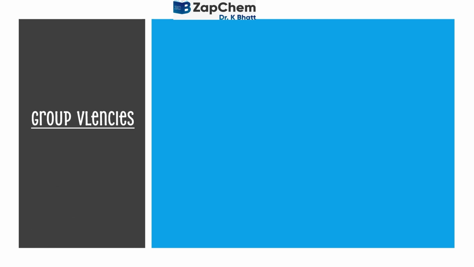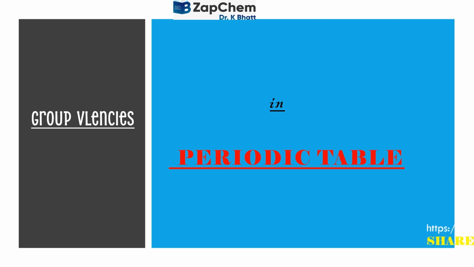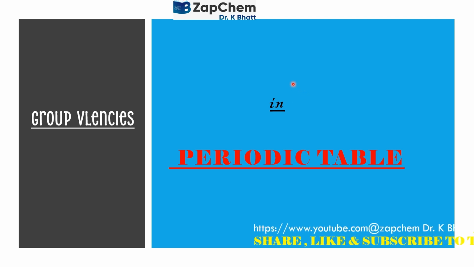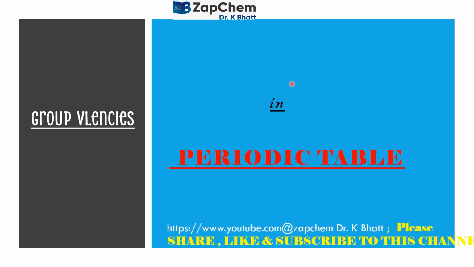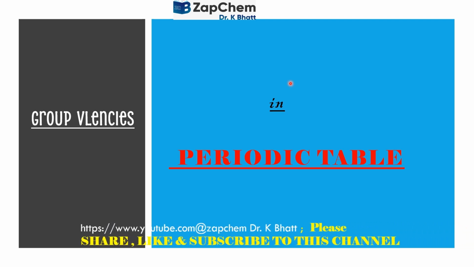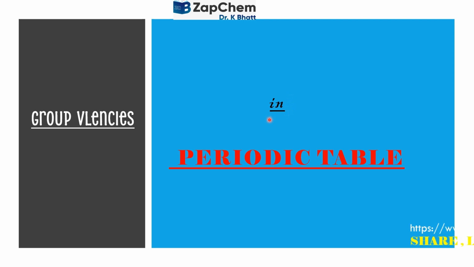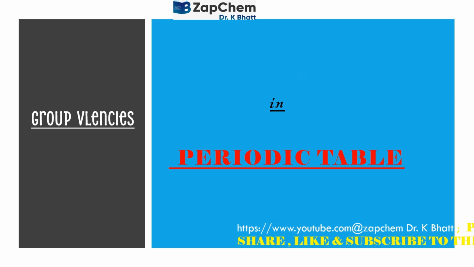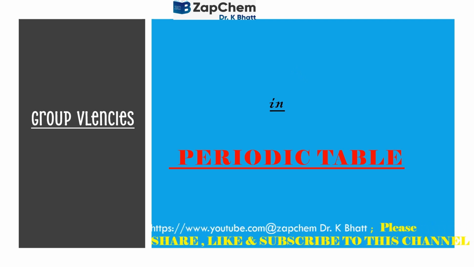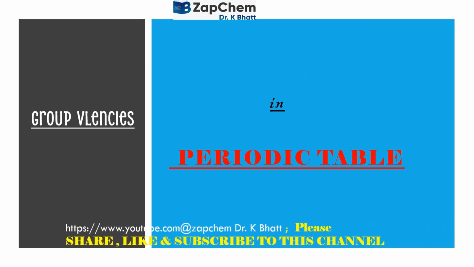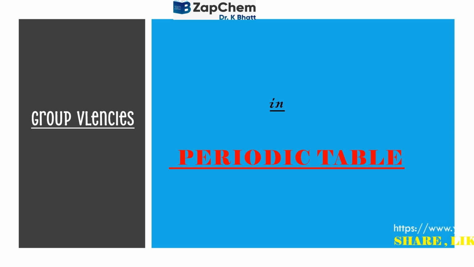Group valencies in a periodic table. It is known to us that the different elements have their own valencies according to the group number in which they are placed. Rather, we can say that the group number represents the valency of a particular element shown in that group. Based upon this, here is a simple question.